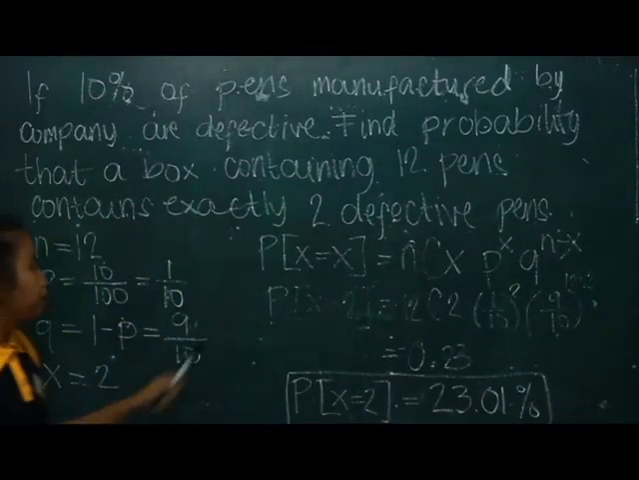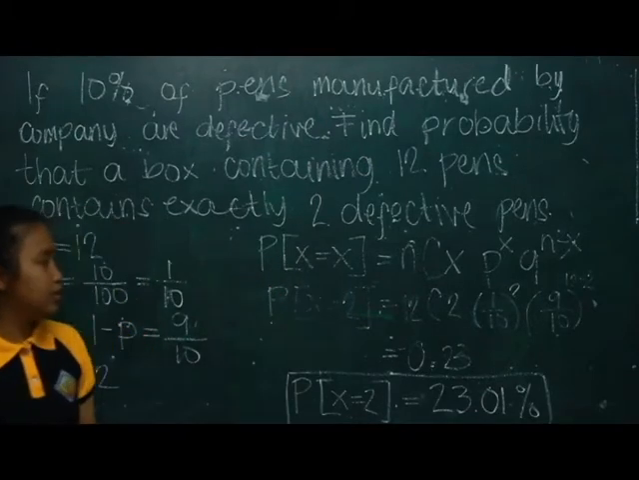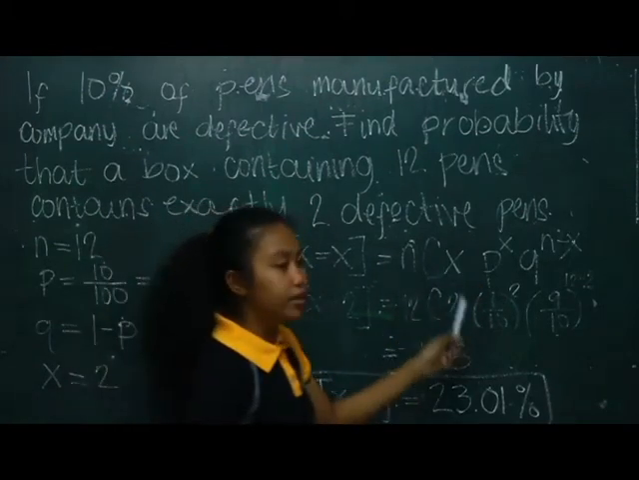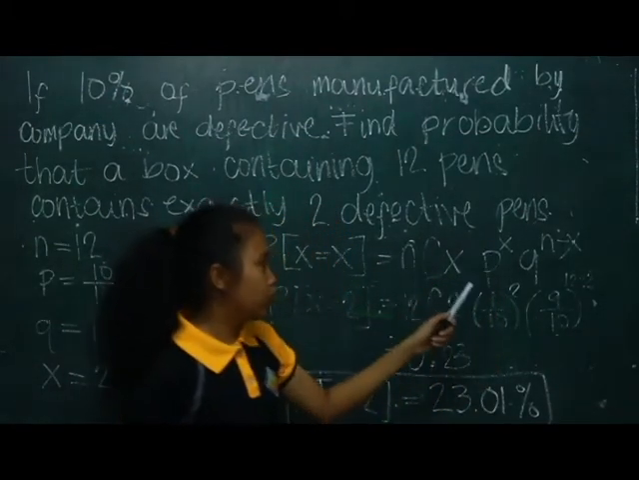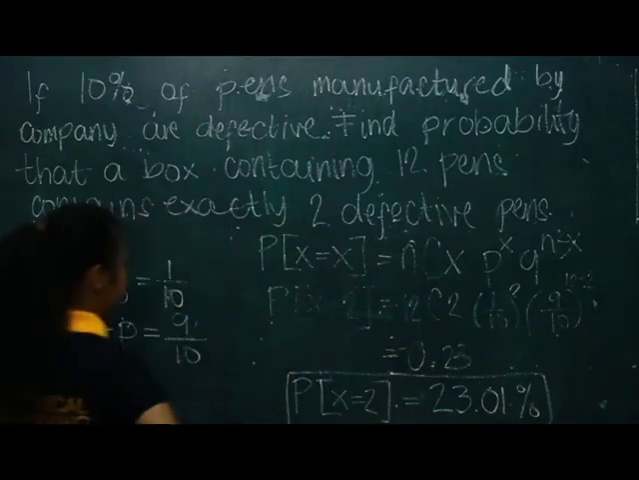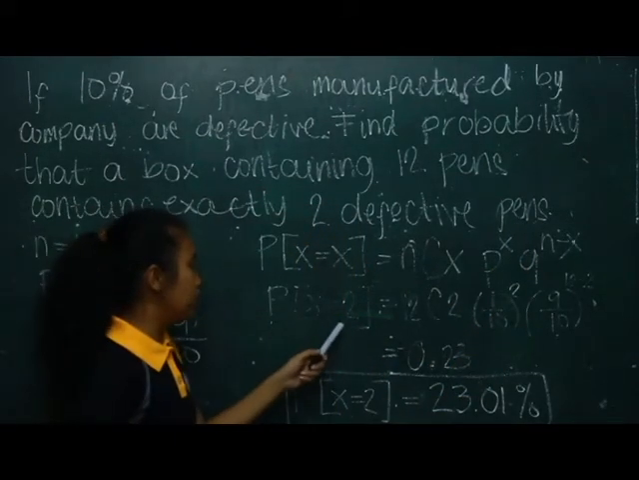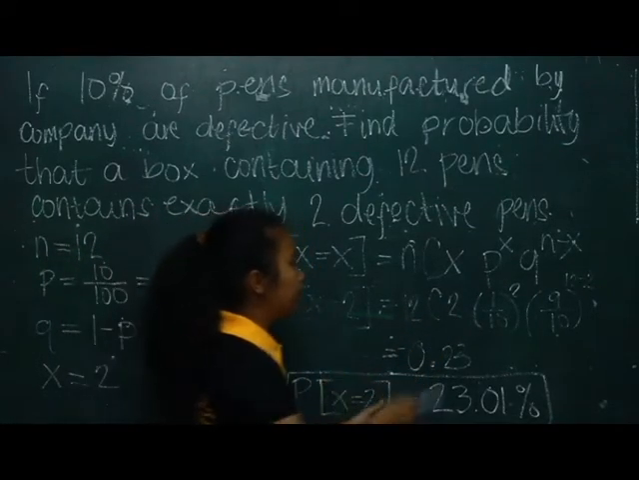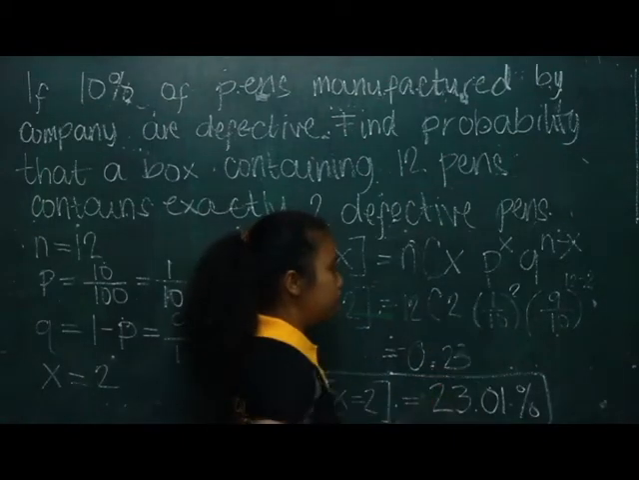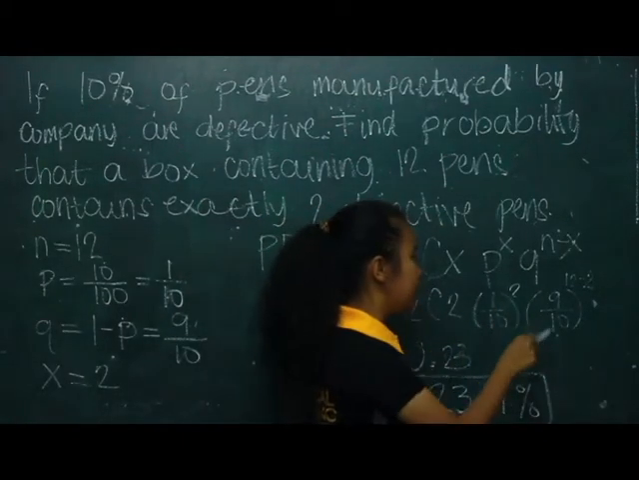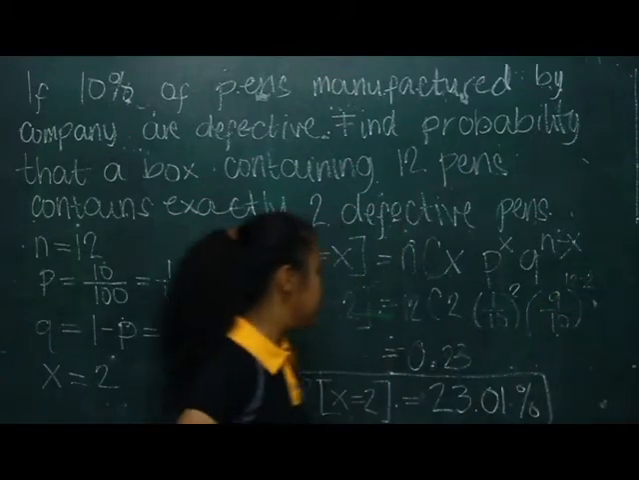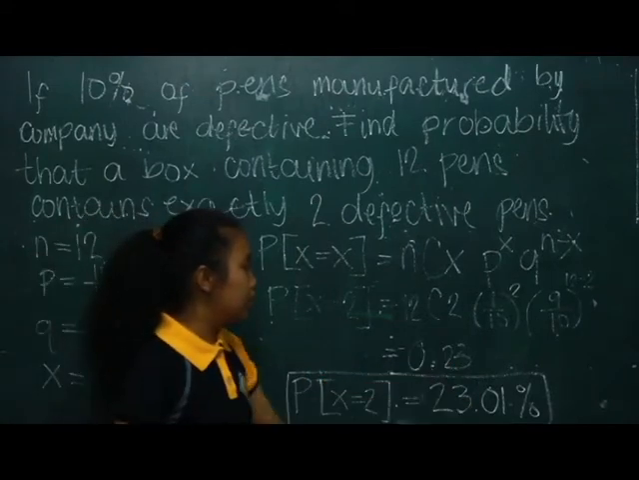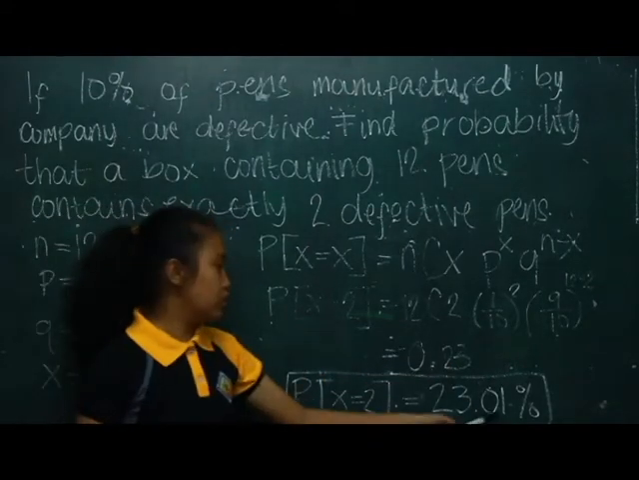By the formula, P of X is equal to n combination x multiplied by p raised to x multiplied by q raised to n minus x. Here, P of X equals 2 is equal to 12 combination 2 multiplied by 1 over 10 raised to 2 multiplied by 9 over 10 raised to 12 minus 2. So by calculating it, we will get 0.23, or just equal to 23.01%.